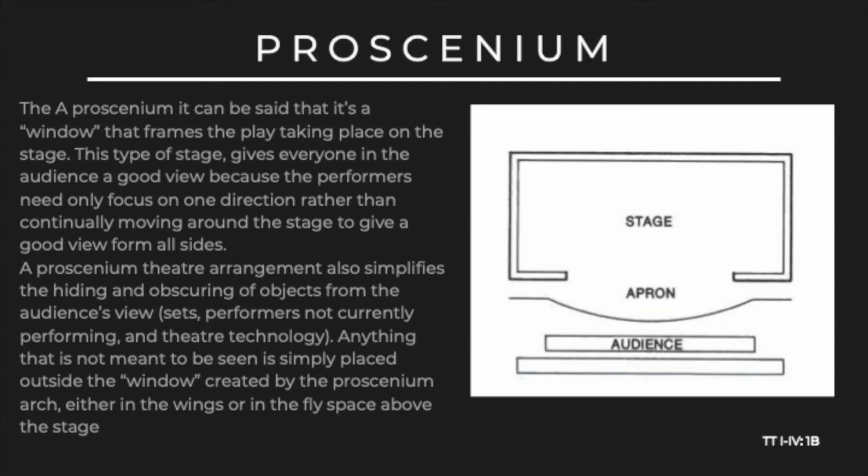A proscenium theater arrangement also simplifies the hiding and obscuring of objects from the audience view, such as sets, performers not currently performing, and theater technology. Anything that is not meant to be seen is simply placed outside the window created by the proscenium arch, either in the wings or in the fly system above the stage.